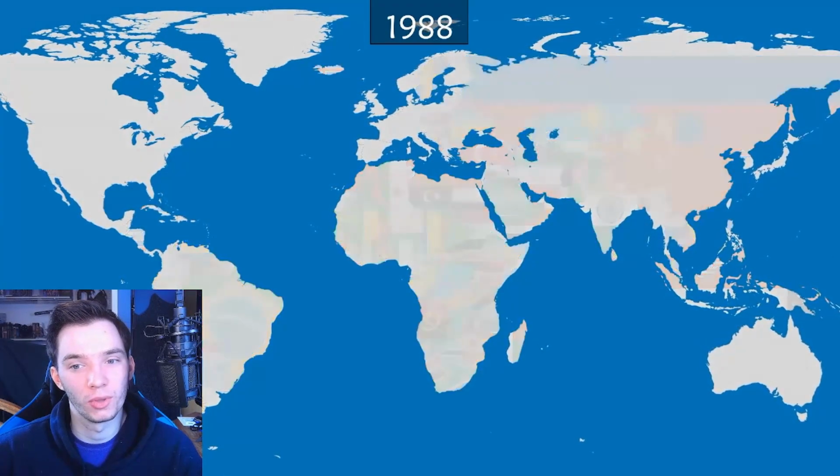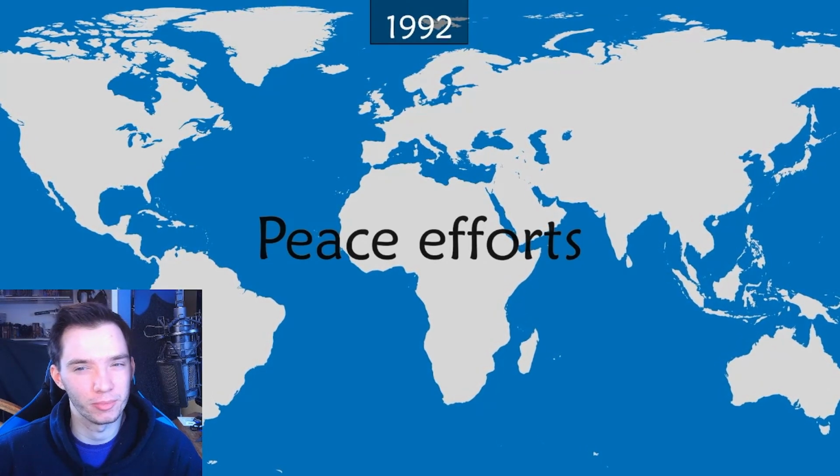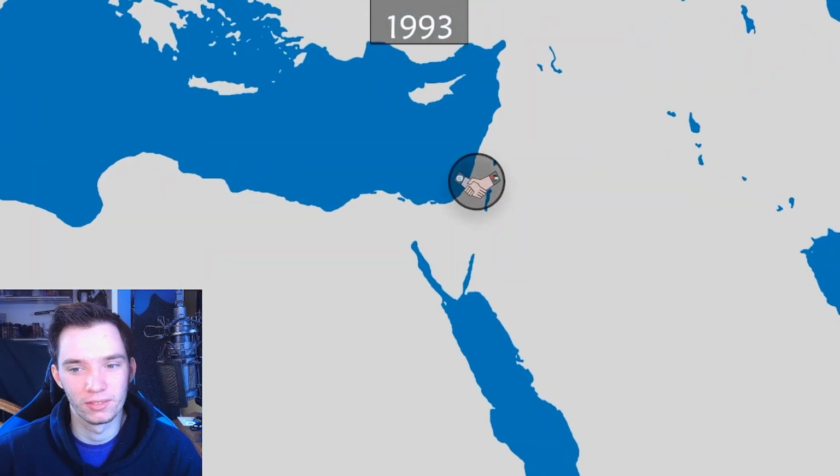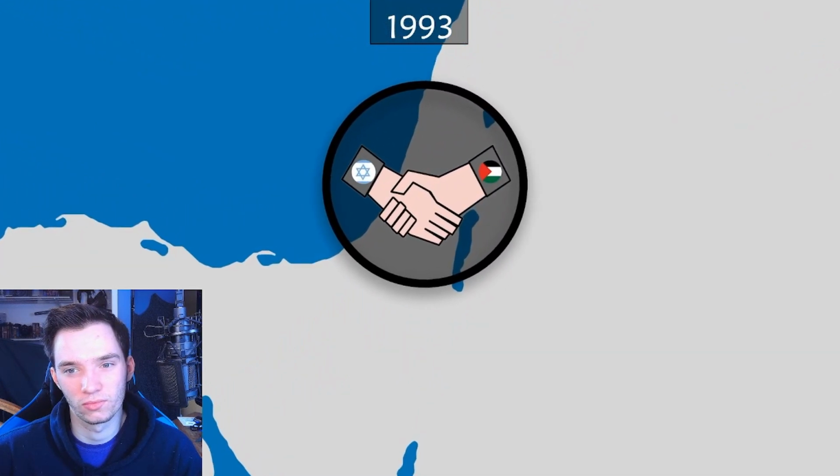Oh, the West doesn't. Okay. Or at least not initially, maybe. After 6 years of conflict, a fragile peace is signed with the Oslo Agreements, which provide for mutual recognition.